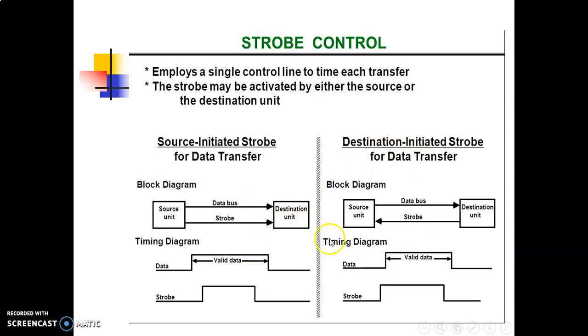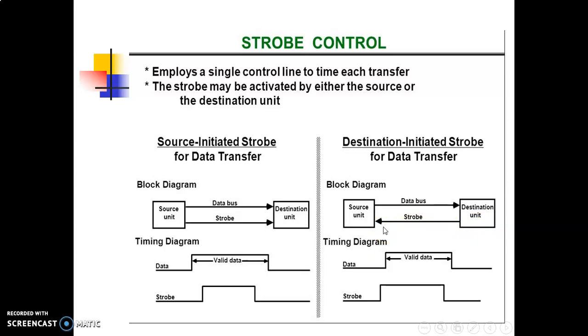On the right side, we have destination-initiated strobe for data transfer. In this case, the destination unit activates the strobe pulse. It means we have the same source and destination units, and the data bus is used to transfer the data from source to destination, but here it is destination-initiated, meaning the strobe is initiated by the destination unit. Okay.